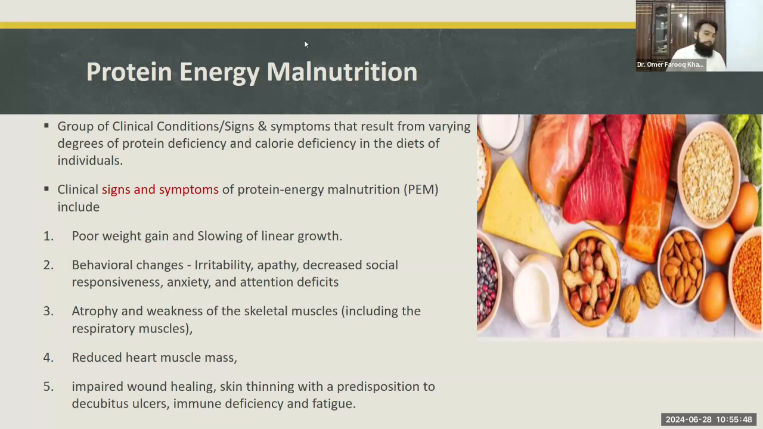The child gets sick every now and then, and there is general fatiguability. The mother tells that the child does not want to play. Whenever he goes to play, he says that he is having pain in his legs, he cannot play, he does not have the energy, he cannot run properly, he cannot play for more than 5 minutes. All of these things are signs and symptoms of protein energy malnutrition.